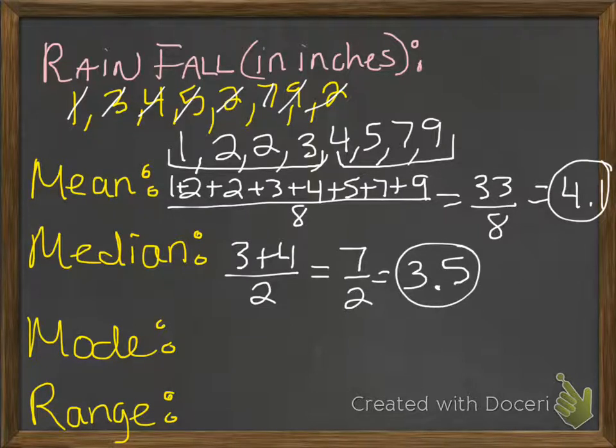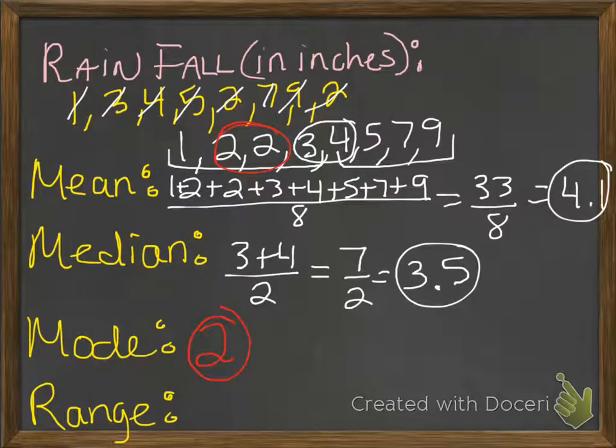Once again, if you have two values that fall in the middle, like 3 and 4, you're going to add those two together, divide by 2. On our last example, we had a very clear set middle, so we didn't need to do that. All right, the mode is the number that occurs most often. In this case, we have a 2 that repeats, so our mode in this case would be 2.